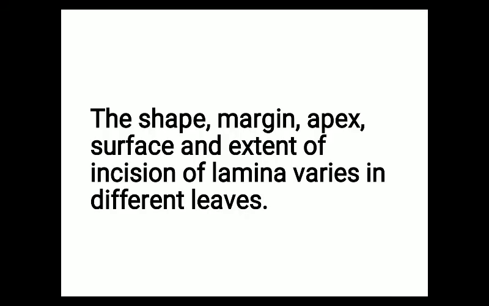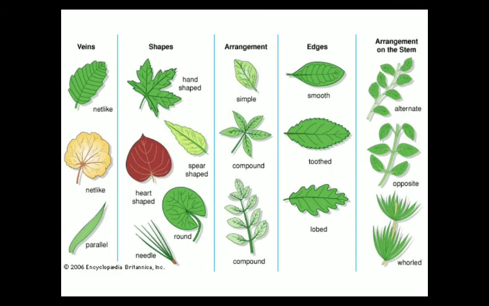Now, on the basis of the shape of lamina, the margin of lamina, the shape of apex of the lamina, and the surface and extent of incision of lamina, we can categorize leaves into different types. In this slide you can see that on the basis of the arrangement of veins, leaves are categorized as net-like or parallel.